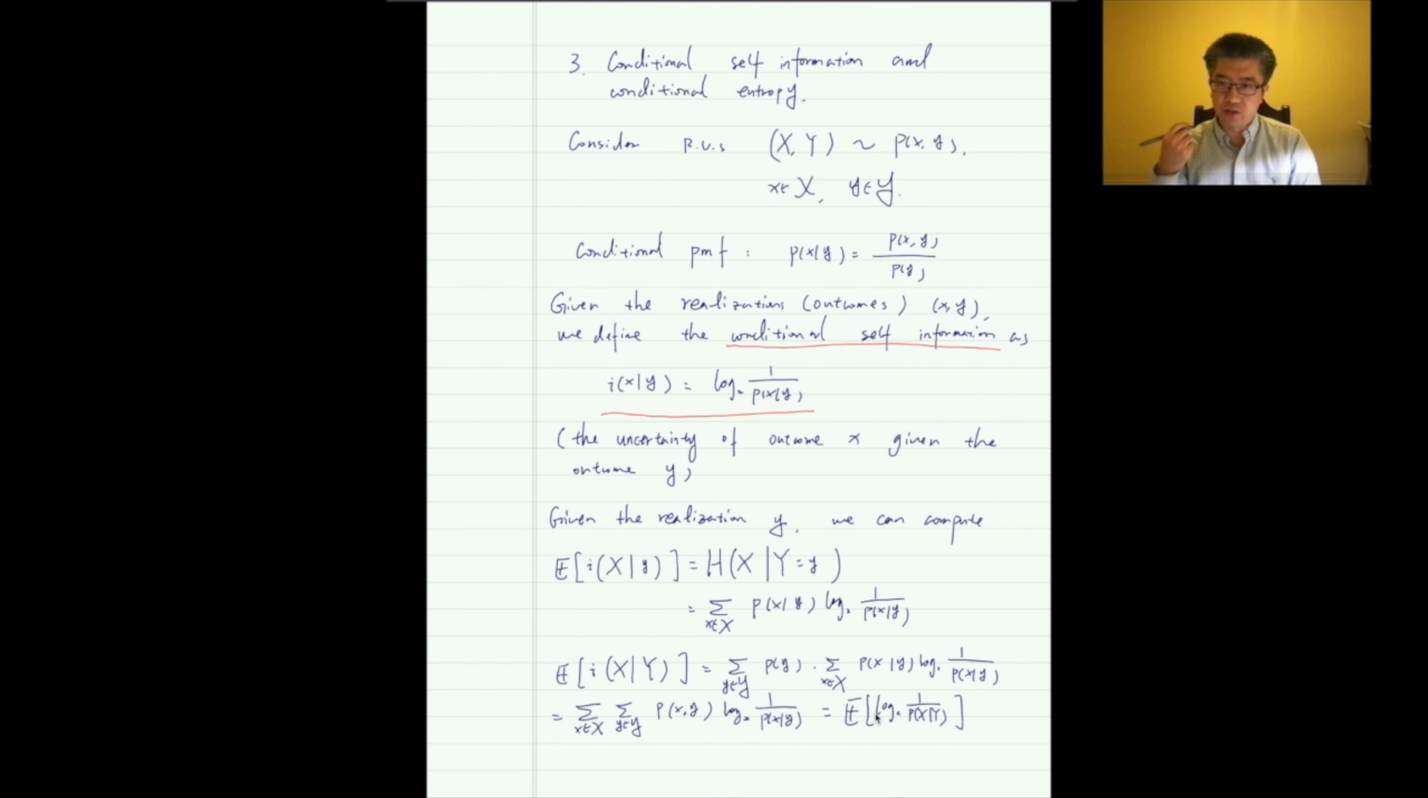Now we'll give a new name for that. This is called H(X given Y). Both X and Y here are random variables, so this is called the conditional entropy. Conditional entropy is a concept that takes the average over both X and Y. It's the average uncertainty: we observe the random variable Y, and then what is the uncertainty for X?